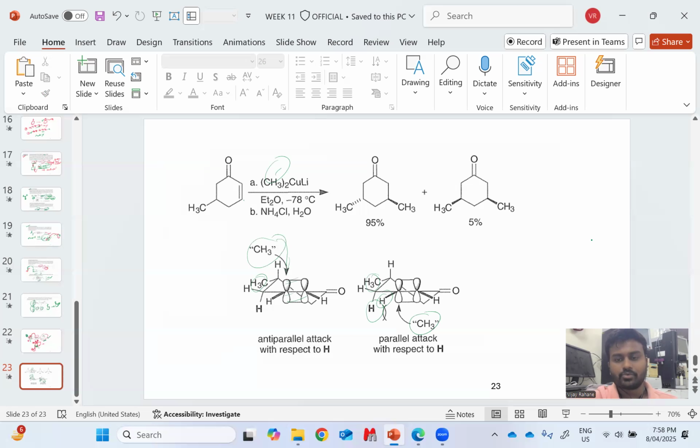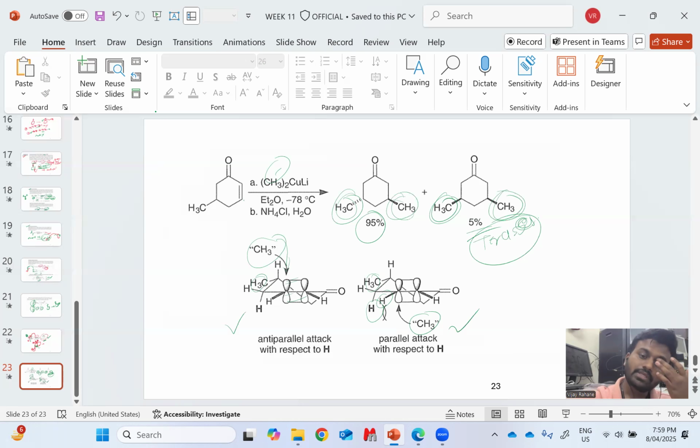And so the product that we get here is the one in which both methyls are anti. We get only a trace amount of the product in which both methyls are syn, but 95% is the product in which both methyls are anti. So the anti-parallel attack is more favorable compared to the parallel attack, and that's why the addition of the methyl group on the anti side is more favorable.